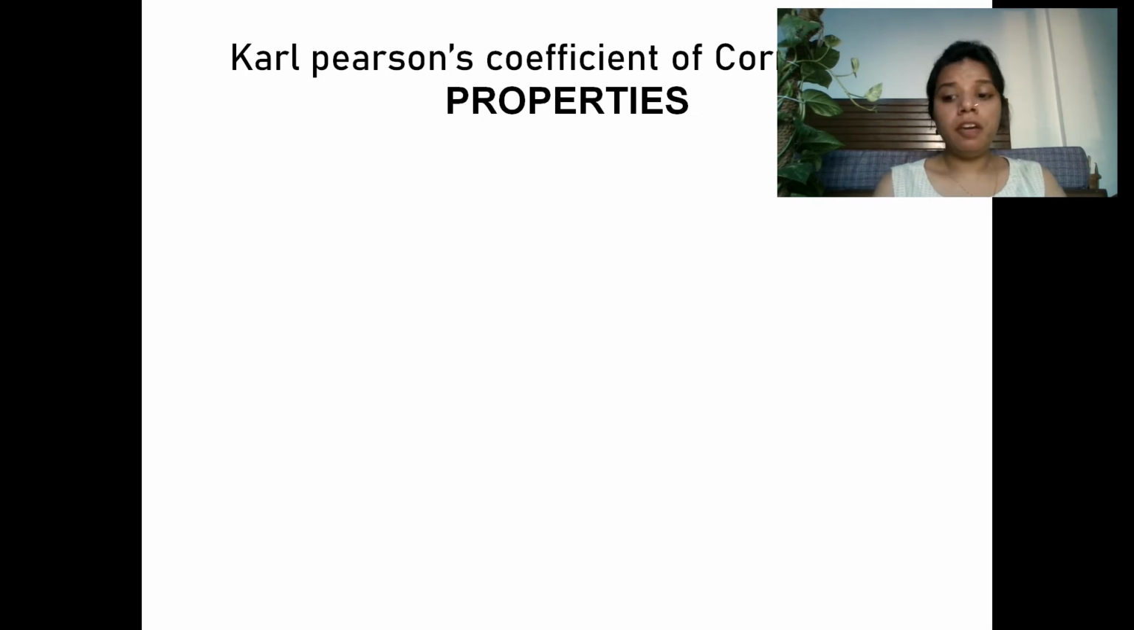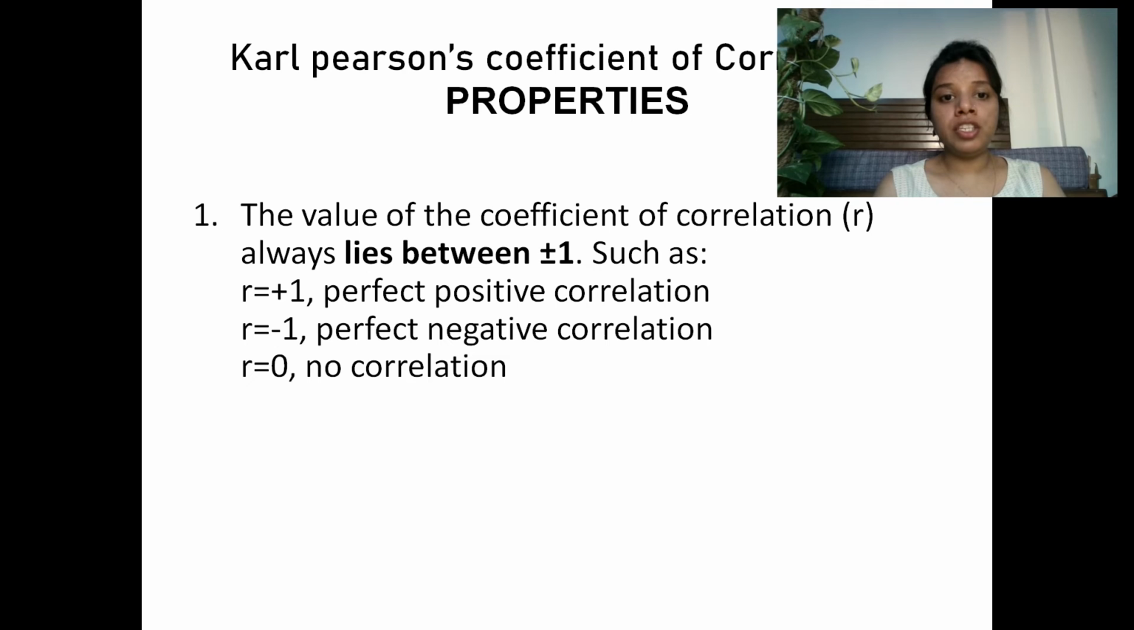A property of this coefficient of correlation is that it is denoted by a small r and its values lie from +1 to -1. If you are getting a value of +1, it means you have a perfect positive correlation. But if you have -1, it means you have a perfect negative correlation. And if you are getting the value 0, it means there is no correlation between the two variables.